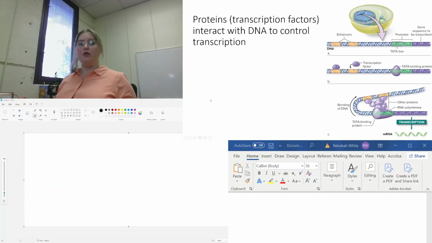Okay, so when we're talking about whether genes are turned on or off, we have these things called transcription factors. Transcription factors, if we look over here, are going to be proteins like this one and this one. They are proteins, and they help us decide if RNA polymerase is going to come in and bind and make our mRNA. Remember, mRNA is the messenger RNA that goes from the nucleus to the cytoplasm. Okay?